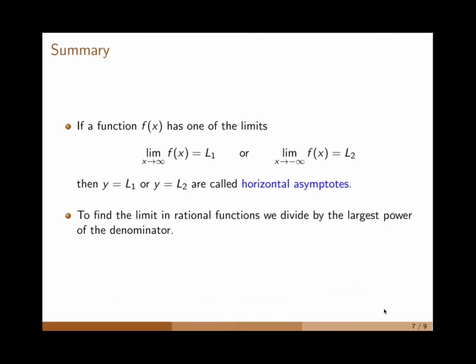Let me summarize. If a function f has one of these limits, either limit x goes to infinity of f of x, which we call L1, or if x goes to minus infinity, then we call this limit L2. And if one of these numbers, L1 or L2, is finite, or both are finite, then we call y equals L1 or y equals L2 a horizontal asymptote. And we have seen examples where L1 or L2 do exist or do not exist, or they might be different for x to infinity or x to minus infinity. For rational functions, we found a trick of how to compute these limits by dividing by the largest power of the denominator. Then we get a complicated expression, but we can identify terms which go to 0 very quickly, and what remains is often, if you are lucky, simple, and then you can compute the limit.